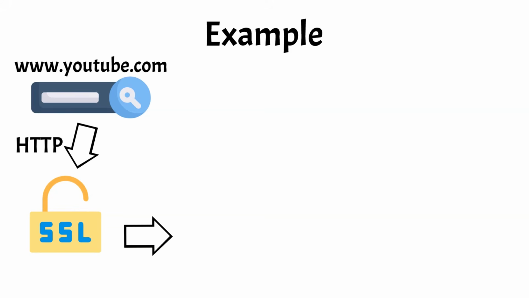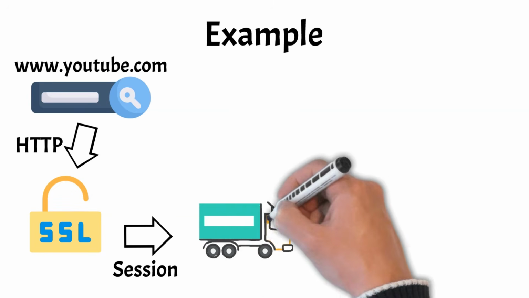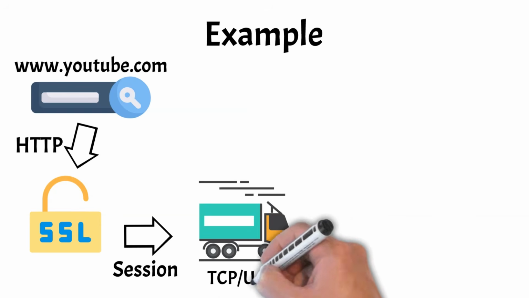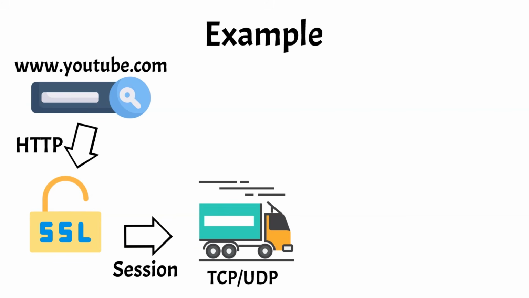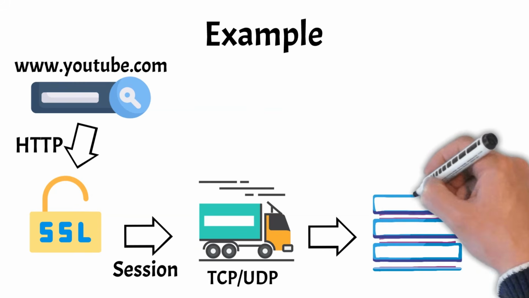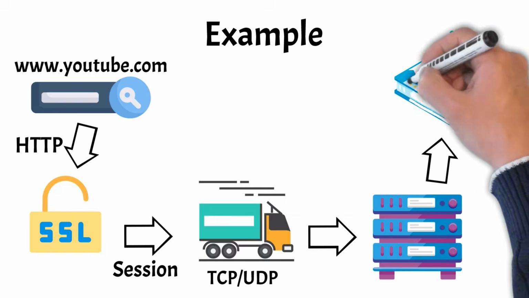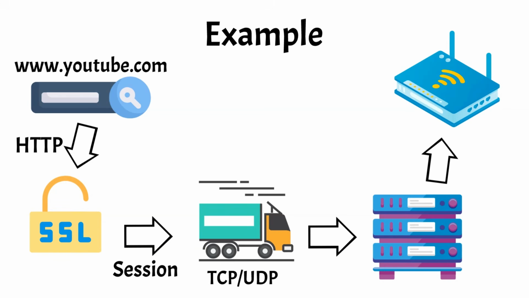As the request moves to the session layer, a session is established between your browser and the YouTube server, managing the interaction throughout the session. At the transport layer, the HTTP request is divided into segments, which are managed by TCP or UDP, depending on the protocol used, to ensure reliable data transfer. Each segment is then encapsulated into packets at the network layer, with an IP address assigned to route the packets to the YouTube server. On the data link layer, the packets are further encapsulated into frames for transmission over the local network. This layer handles addressing with MAC addresses and ensures proper frame delivery on the local network segment.